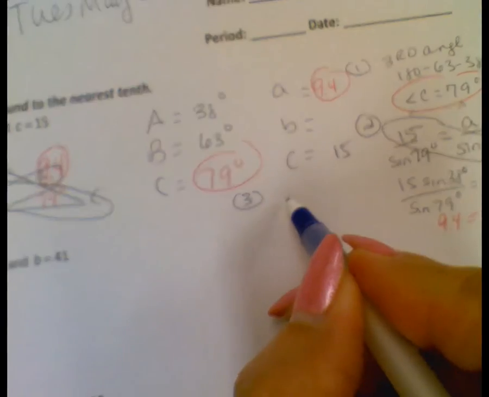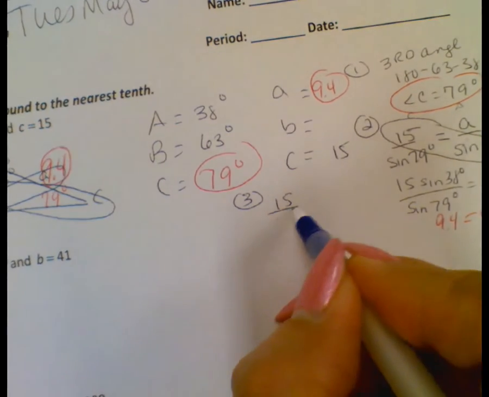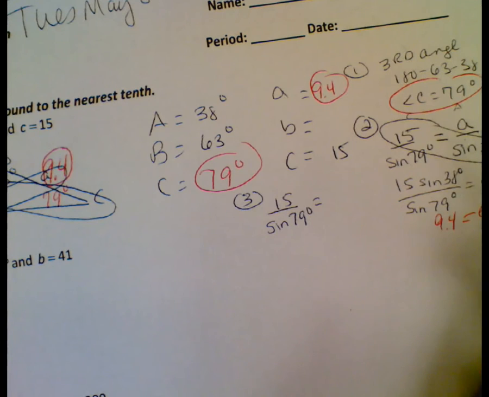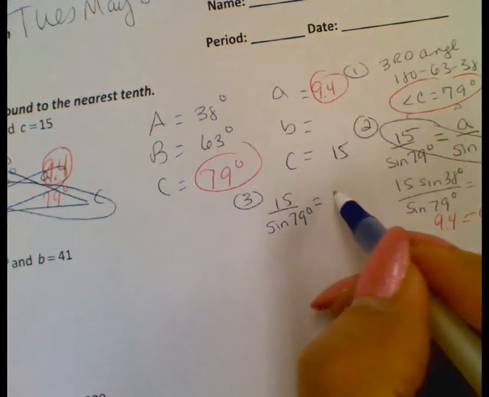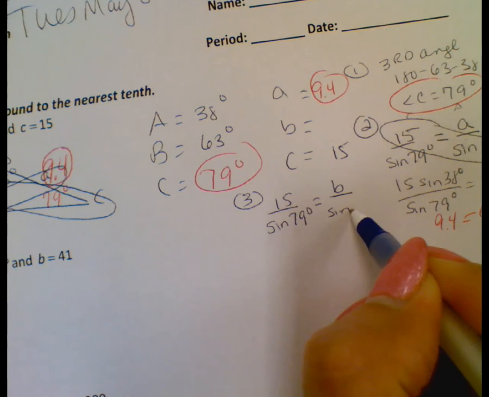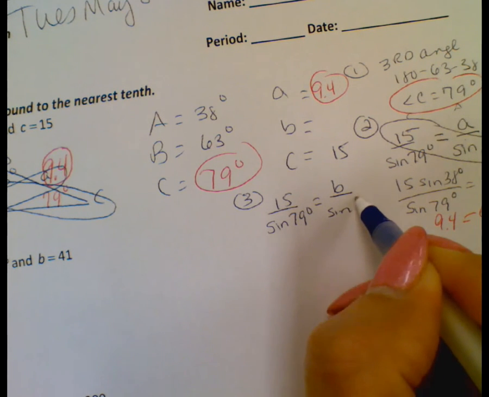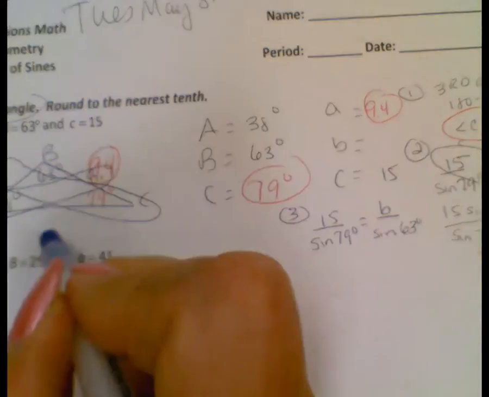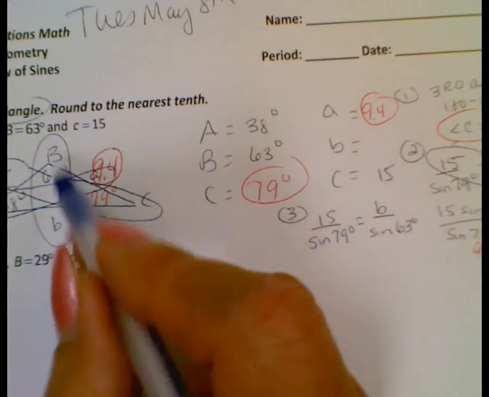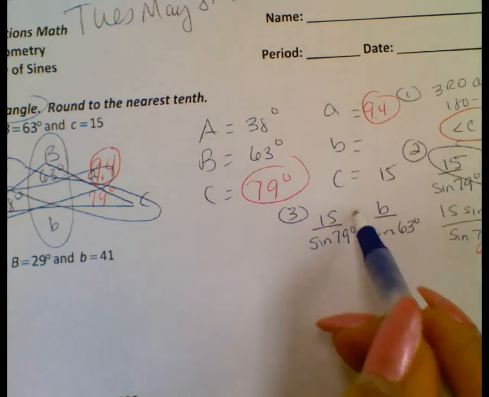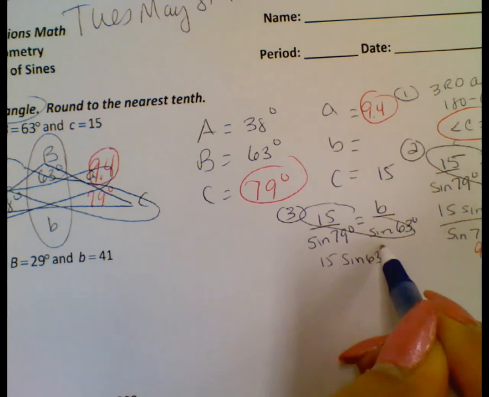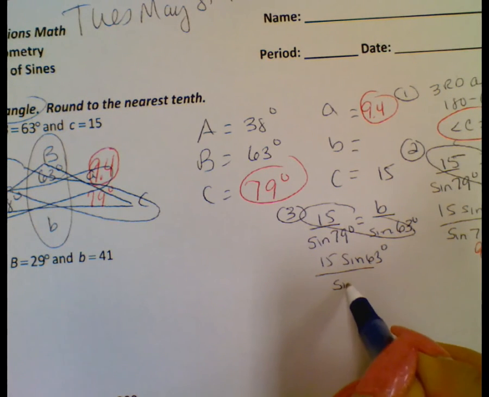So again, we're going to use that C ratio again, 15 over sine 79. That's the C ratio. And now we're going to set this equal to the B ratio. So we're going to put side B, which is what we're solving for, over sine B. That means angle B. So find angle B. It is 63 degrees. So right now we're doing this ratio right here. B over sine 63. When you cross multiply, it's 15 times sine 63 over sine 79.